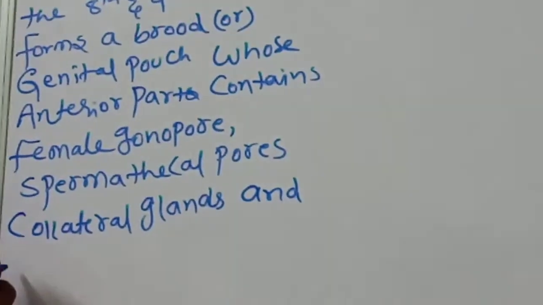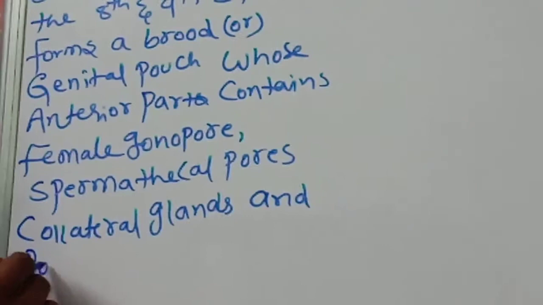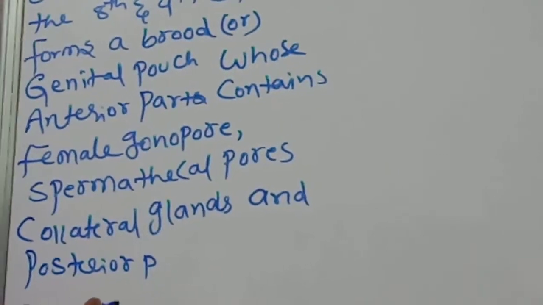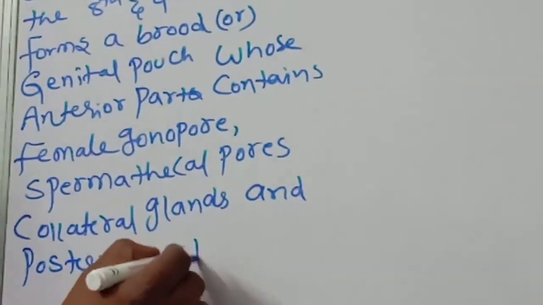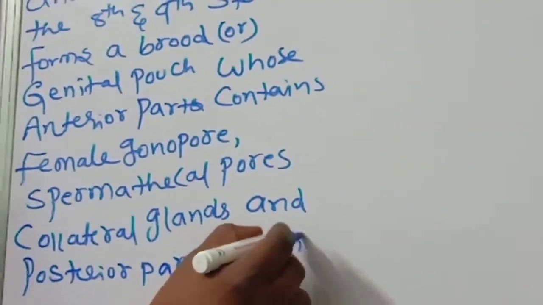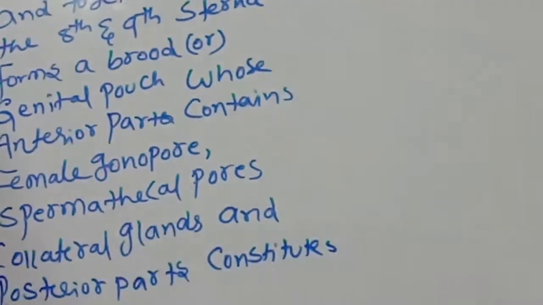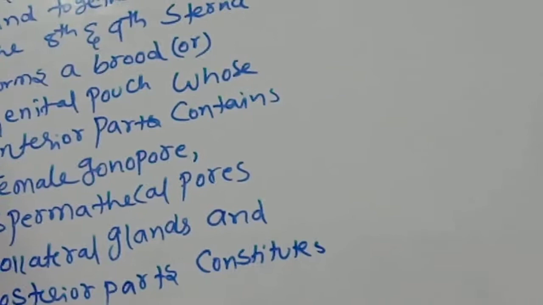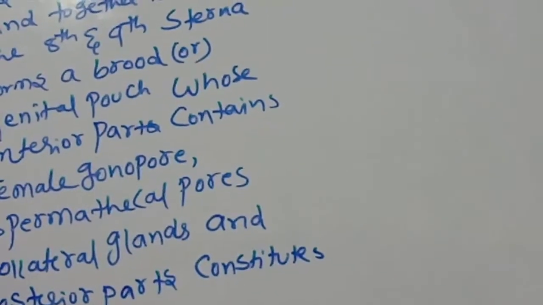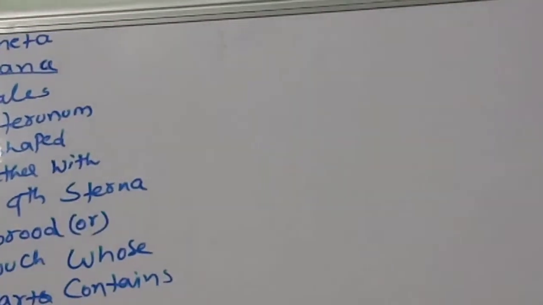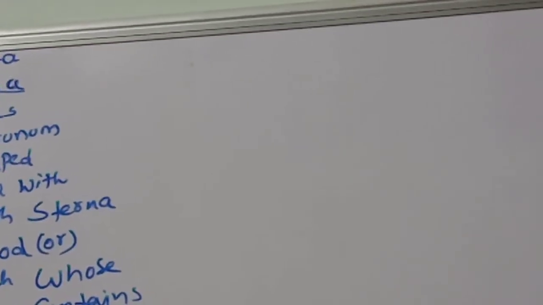The posterior part constitutes the oothecal chamber, in which the cocoons are formed.